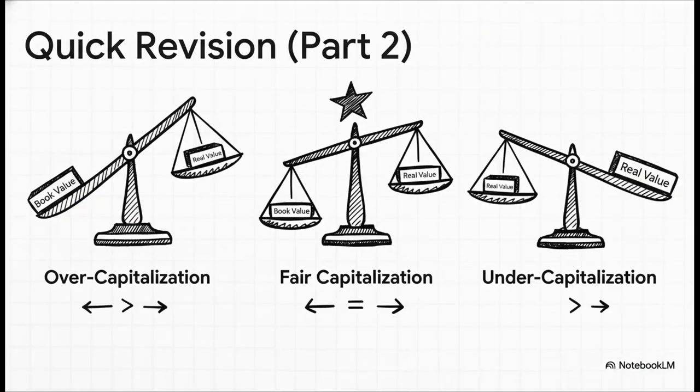Got it? Next, the 3 states. Overcapitalization means too much capital for the profit, where book value is greater than real value. Undercapitalization is the opposite, too little capital for high profit, where real value is greater. And fair capitalization is that perfect ideal balance, where both values are equal.